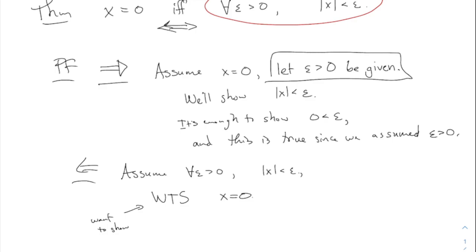I assume the thing up here, which is in the circle, and then I have to show this thing over here, which is x equals zero, all right? We have assumed that basically, this stuff here, what that means, remember, your intuitive interpretation of this is that x is smaller than every other number, right? The absolute value of x at least, is smaller than anything you can think of. I think the easiest way to do this part of the proof will be a proof by contradiction.